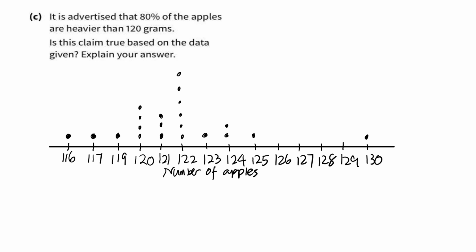Right, so if you look at the dot diagram, how many apples are heavier than 120 grams? Yes, the ones highlighted in yellow. This is not the number of apples, wrong, sorry. This one should be the mass of the apple. Alright, so the title is important so that we do not mislead others.